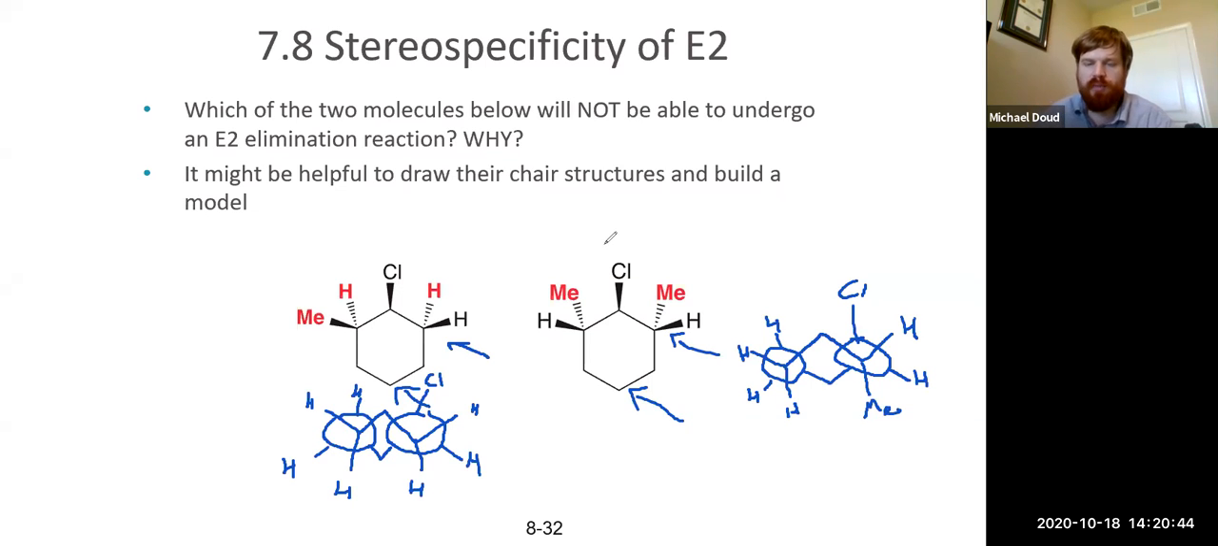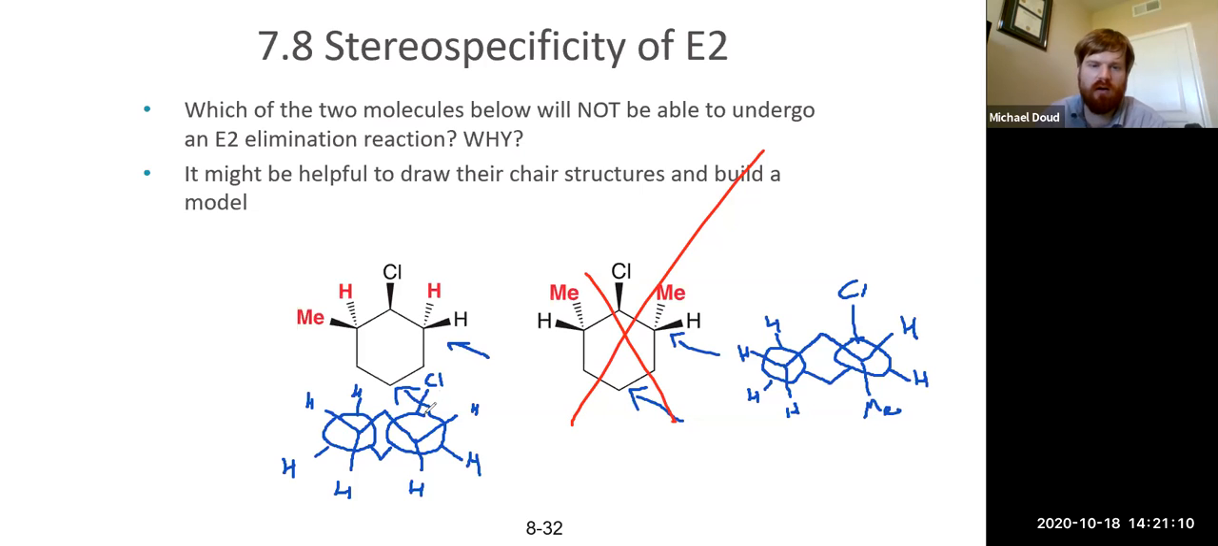So looking at these Newman projections to help us figure it out, on the right here, what we notice is the chlorine, when it's in the axial position, is going to have a methyl group anti to it in the axial position. So that means that in no case can this hydrogen actually be anti-coplanar or anti-periplanar to this chlorine. So this one cannot do it. It just does not have the possibility of that.